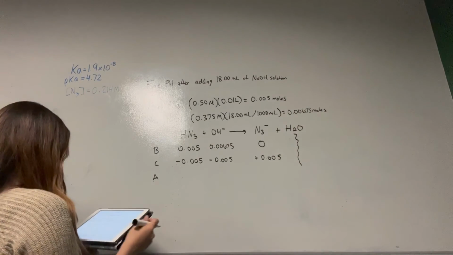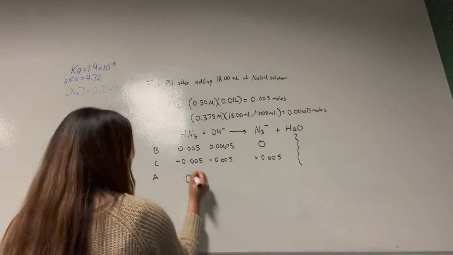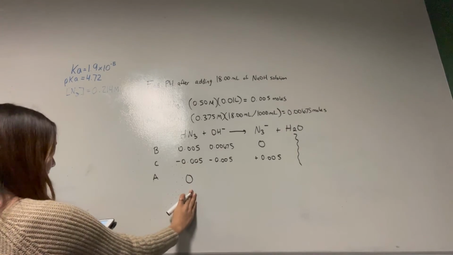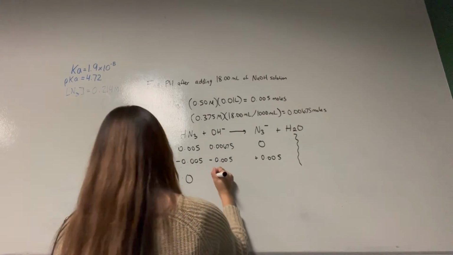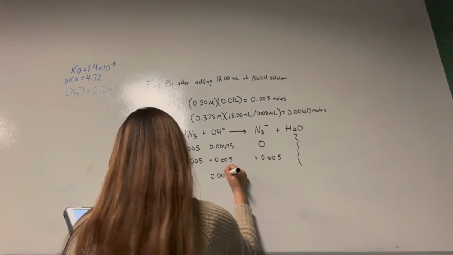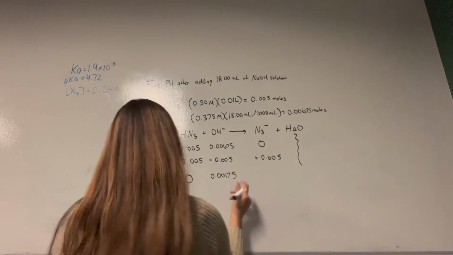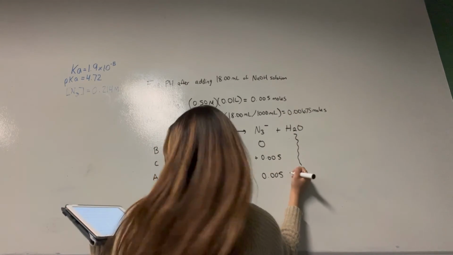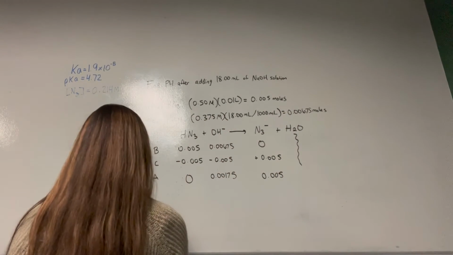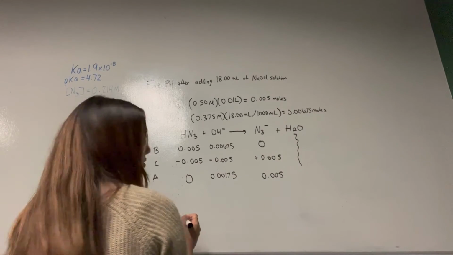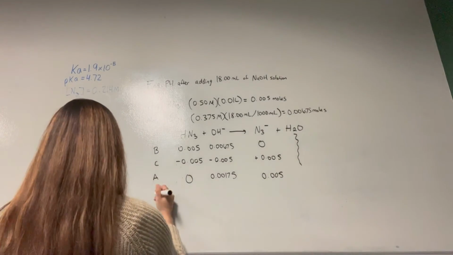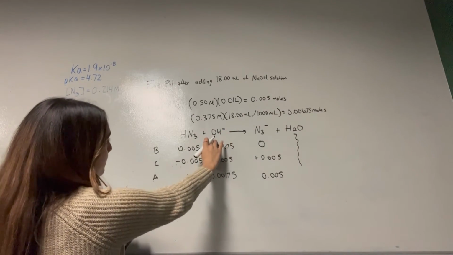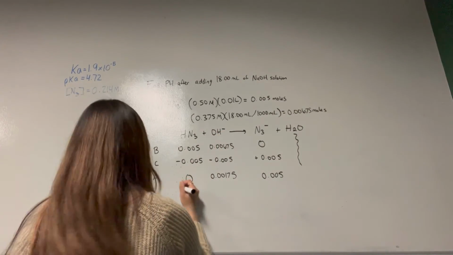Upon performing this calculation, we find that we have 0 moles left over of HN3 because it was converted all the way. And then we find that we have 0.00175 moles of OH minus and 0.005 moles of N3 minus. So to determine pH, we will utilize the concentration of our OH minus.